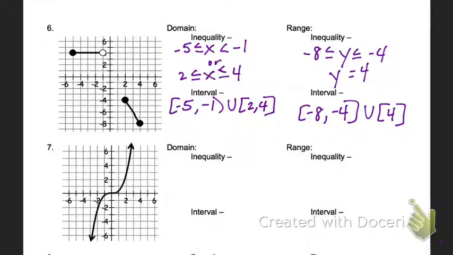Okay, here's what we got. If we put 4, 4, that's the same thing as a 4. You put 4 comma 4? Oh, yeah, same thing. So from left to right, I start at -5. I stop at -1, open circle. I have a space vertically, so I take a break, start back up at 2, go to 4.